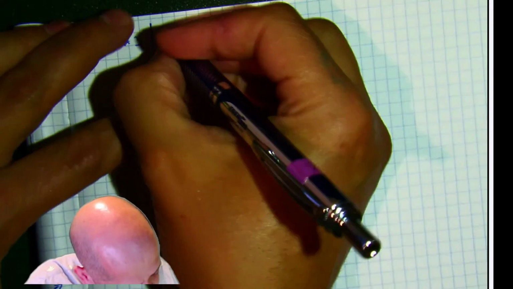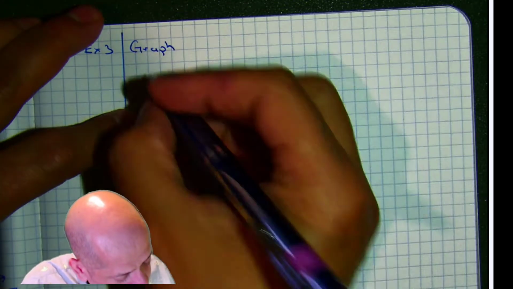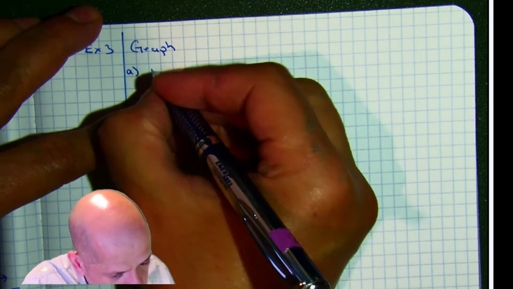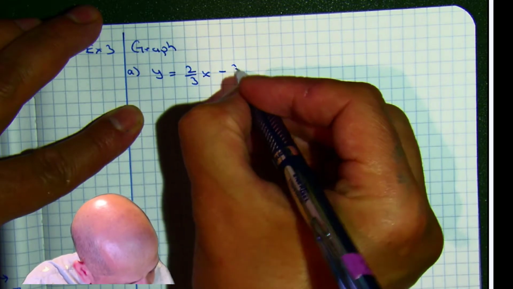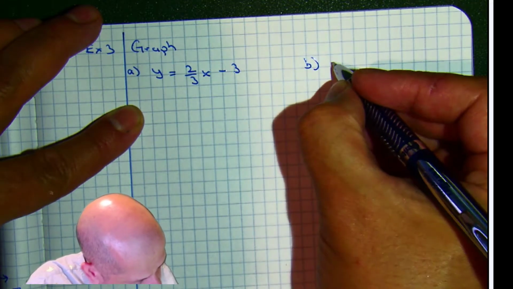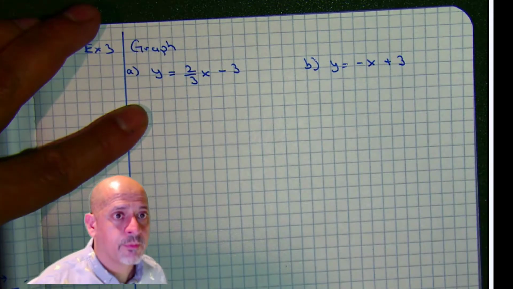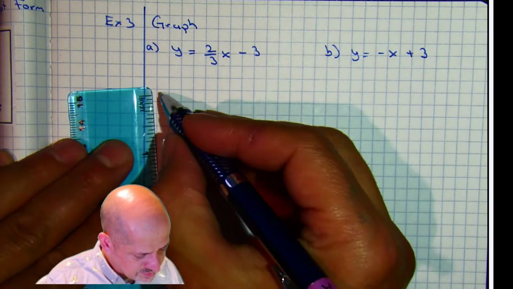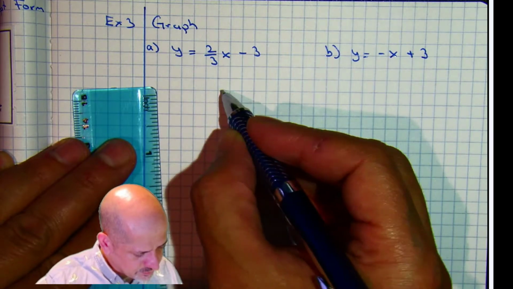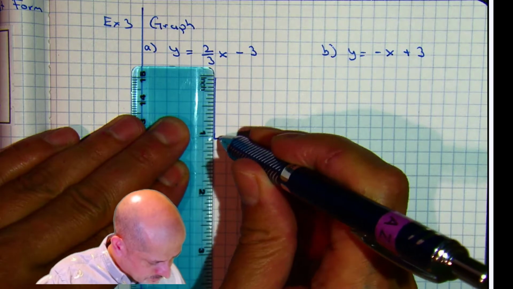On example number 3, I'm going to graph once again and see if you can do this by yourselves. We have A and B. A is y equals 2 over 3x minus 3. And B is y equals negative x plus 3. Let's go and make a 5 by 5 graph. So I'm going to count 2, 4, 5. Well, this is fine. Plenty of space. 2, 4, 5. 2, 4, 5.